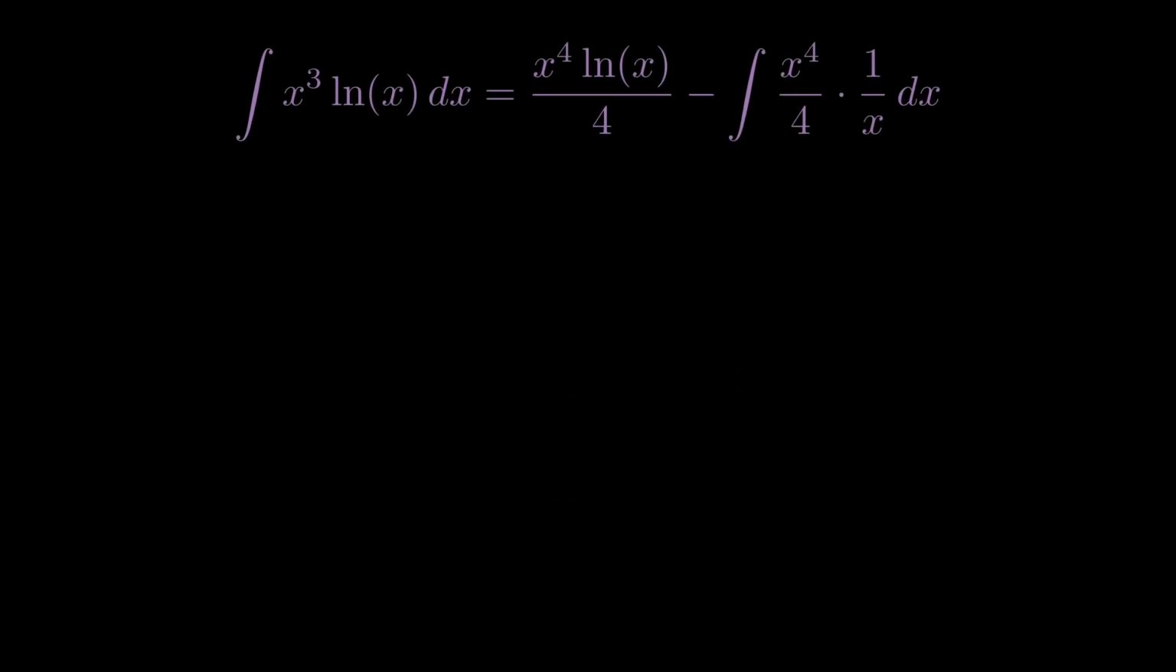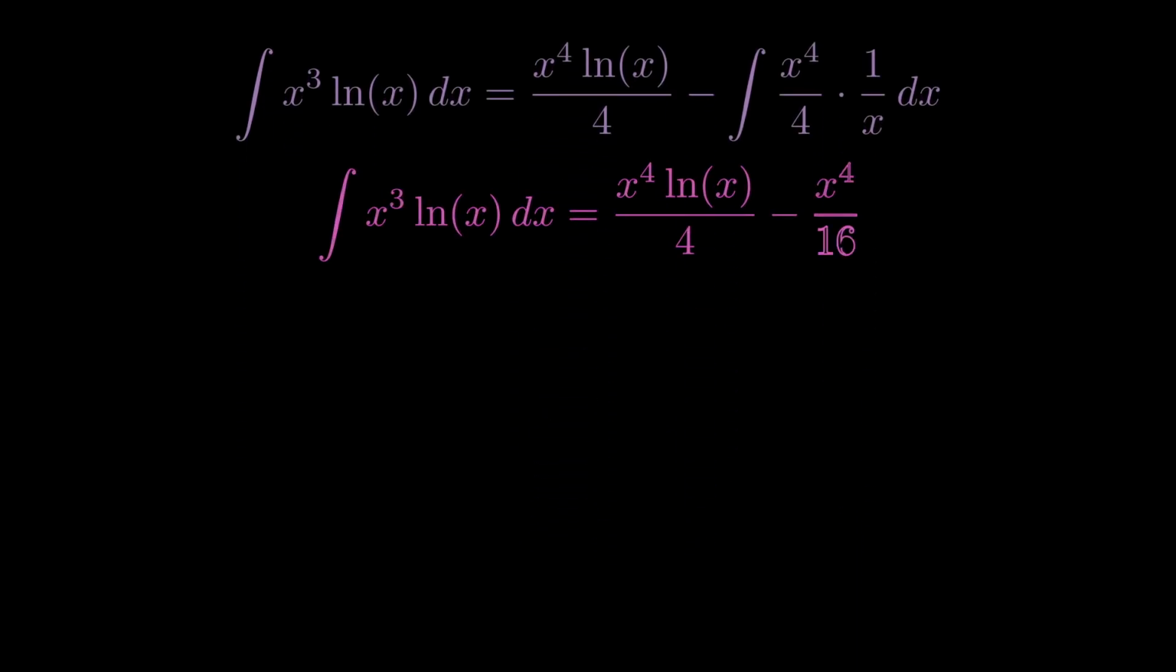So now we can simplify this entire expression to find the integral, and simplifying it gives x to the power of 4 divided by 4 times the natural log of x minus x to the power of 4 over 16. And we get x to the power of 4 over 16 by integrating x to the power of 3 over 4.